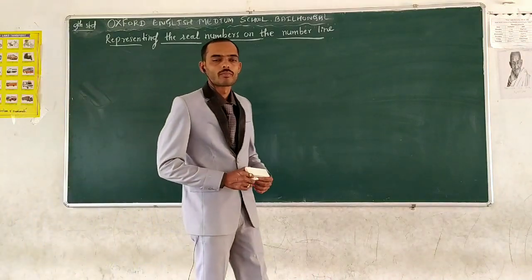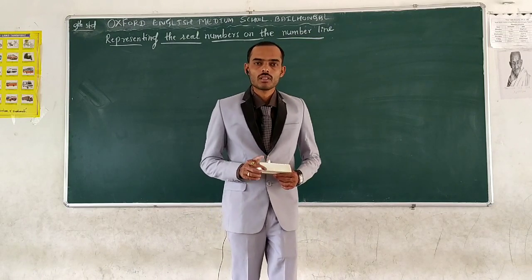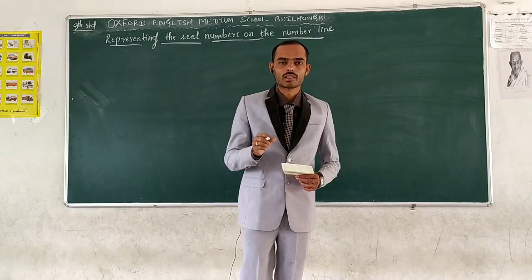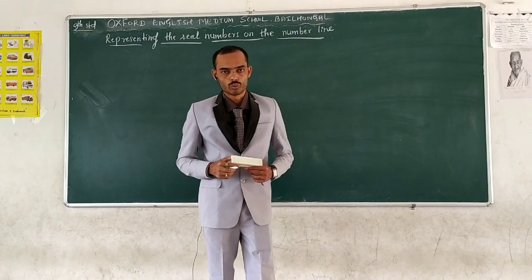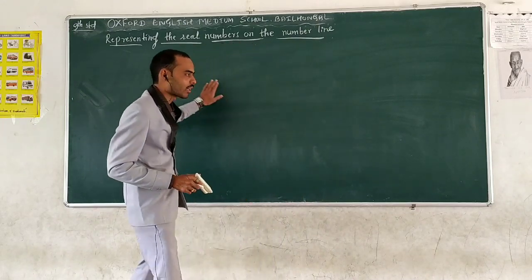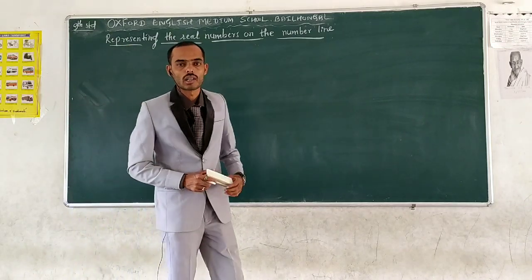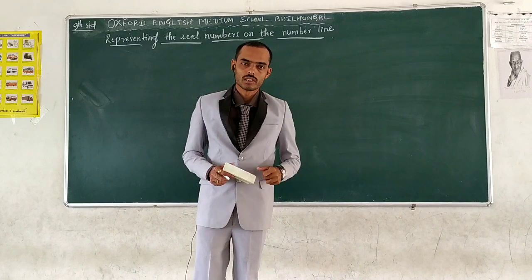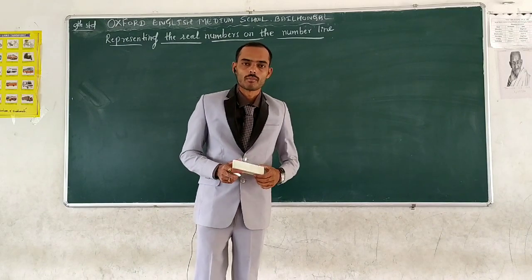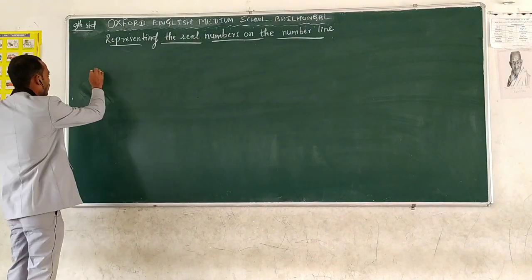Yes, my dear viewers, in the last class we studied how to write the rational numbers in the form of p by q. In this class, a very important concept is representing real numbers on the number line. So, how do we represent the real numbers on the number line? Okay, let us take the first example.